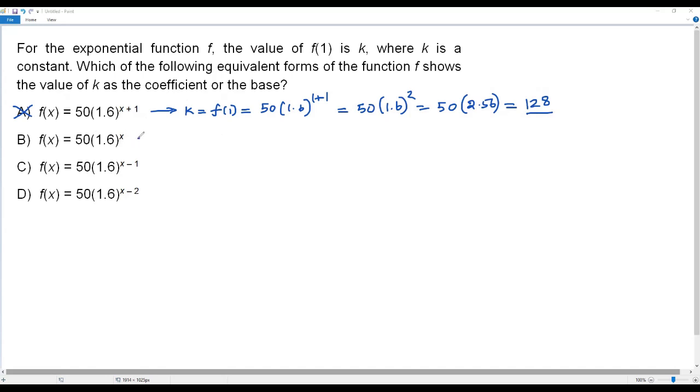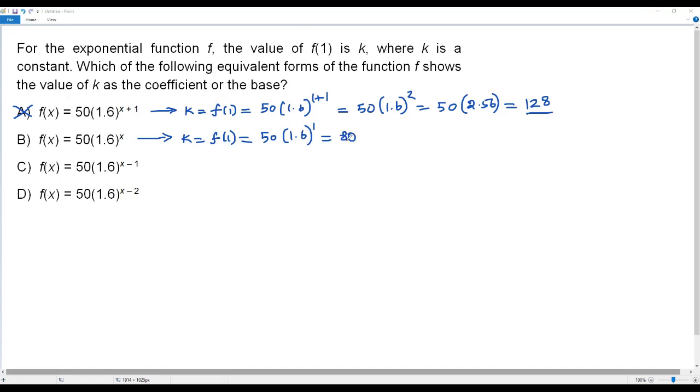Okay, now let me get the value of k for the function f of x in answer choice B, that is k equals f of 1. Now we have to plug in 1 for x over here. Then I'm getting 50 times 1.6 raised to the first power. Actually, the value of this is just 1.6. Okay, now let me multiply 50 and 1.6. When I do so, I am getting 80.